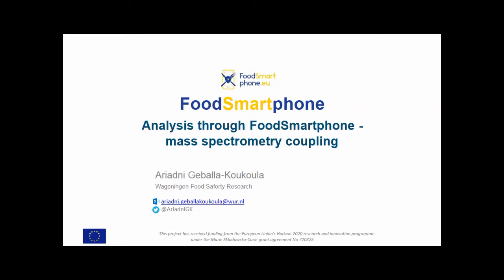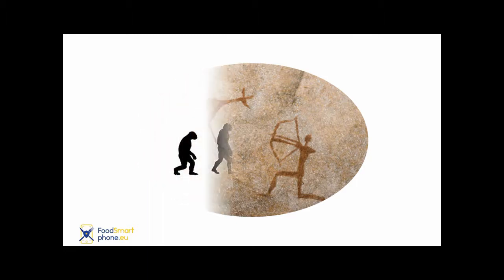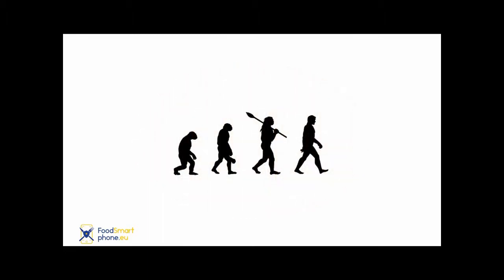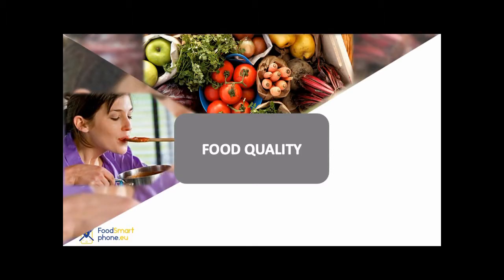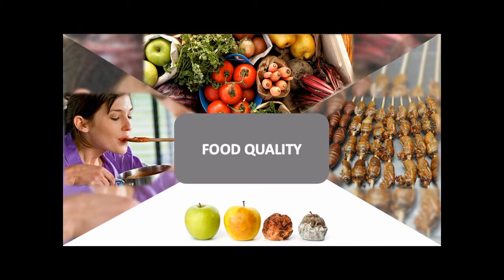Food is a fundamental human need. We've been searching for food since the beginning of humanity, but we have evolved, and with us, our needs have evolved. So we're not looking for food anymore. We're looking for food quality. But what is food quality? Food quality is the taste of a food, its nutritional values, the tradition that goes around food, but most importantly, food quality is related with food safety.